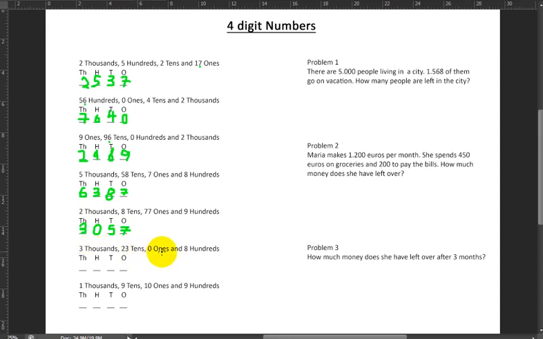Next up, we have 3,000s, 23 tens, 0 ones, and 800s. Okay, 0 ones. We can start with that. 23 tens, so I'm going to write 3 and carry 2. 800s plus 2 that I carried over makes 10, so I'm going to write 0 and carry 1. So 3 and 1 that I carry over makes 4. And if you want to write, like here when we just carried something over, or here where we carried something over, if you want to write what you're carrying over, you can do that.